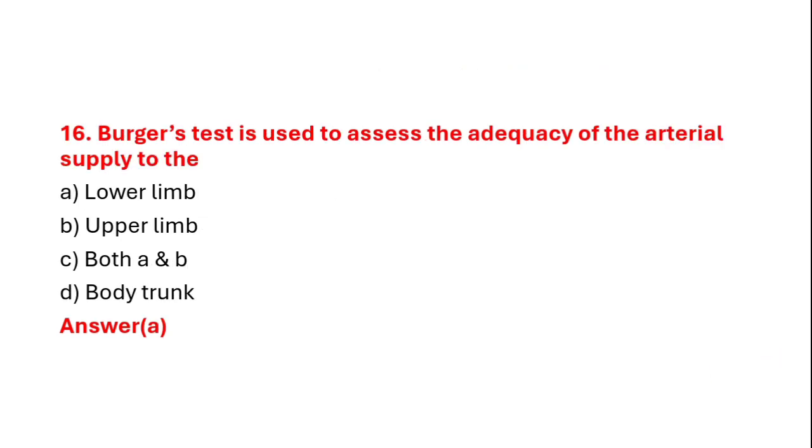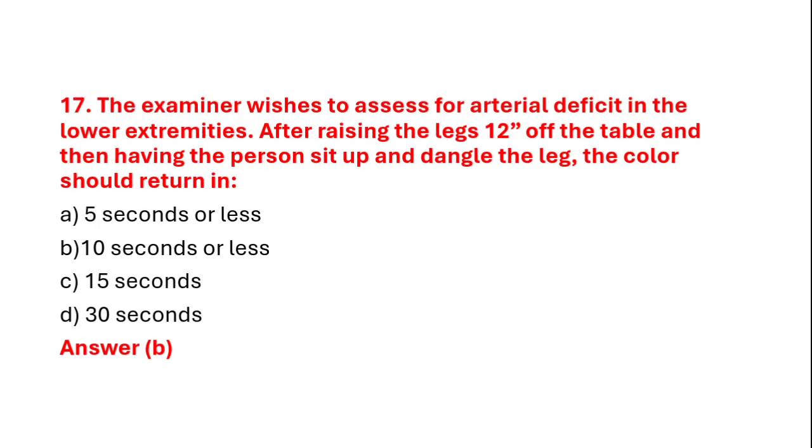Question number 16. Buerger's test is used to assess the adequacy of the arterial supply to option A, lower limb. Option B, upper limb. Option C, both A and B. Option D, body trunk. Correct answer is option A, lower limb.